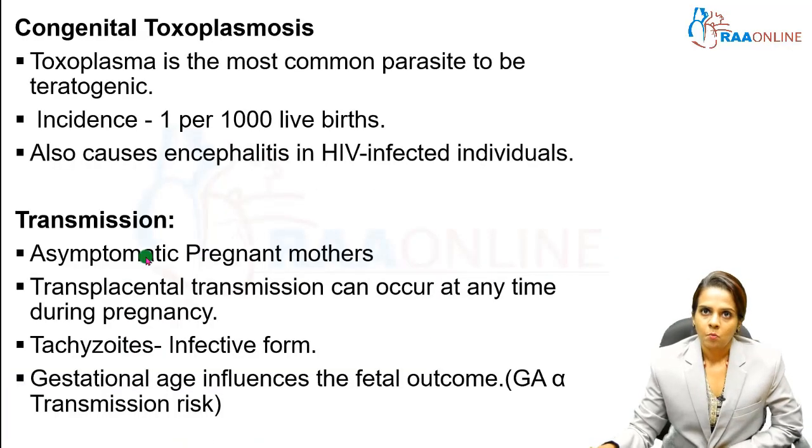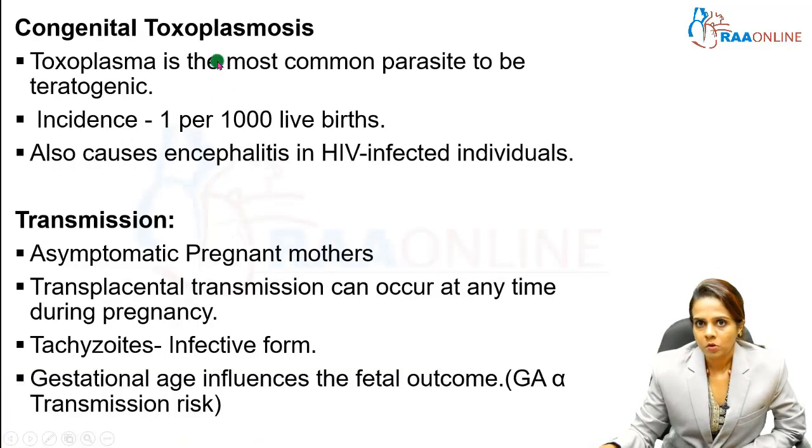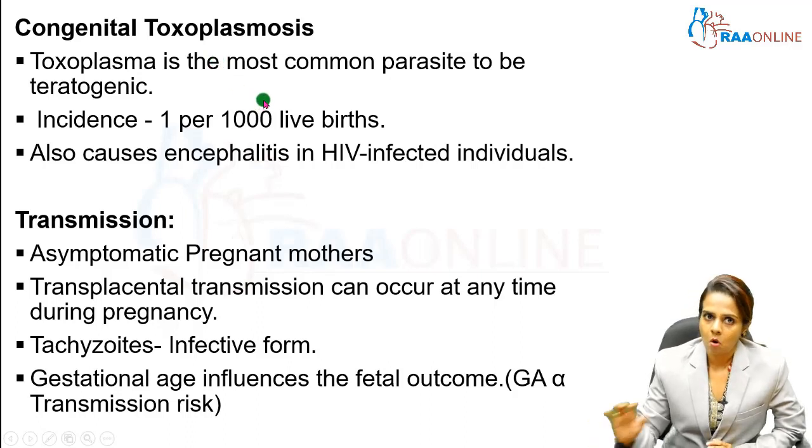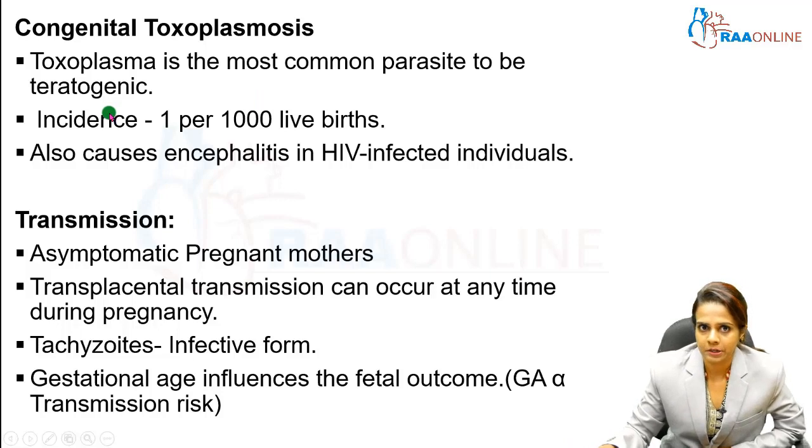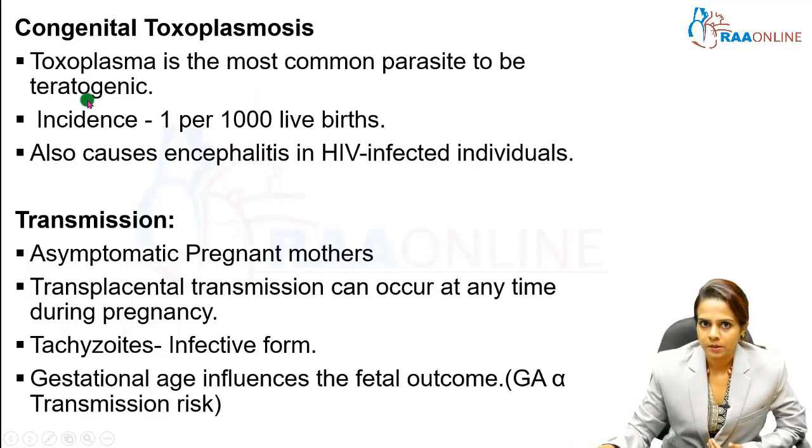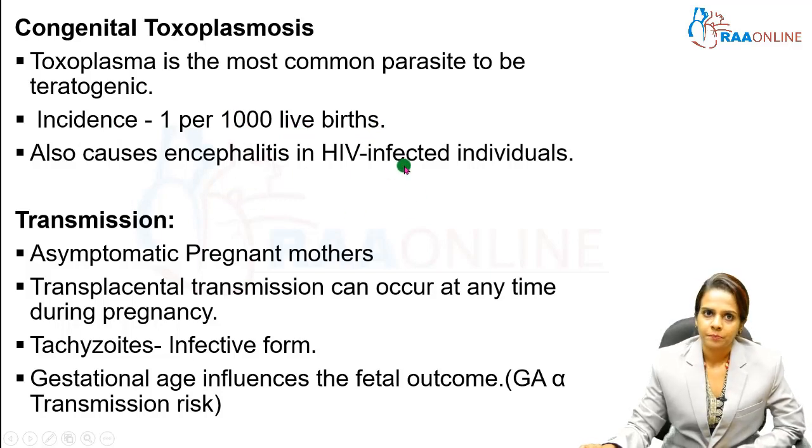So moving on to congenital toxoplasmosis. Toxoplasma is the most common parasite to be teratogenic. Teratogenic means it affects the fetus. So this is the most common parasite that is considered a teratogenic agent. The incidence is approximately 1 per 1000 live births, and it can also cause encephalitis in HIV infected individuals.